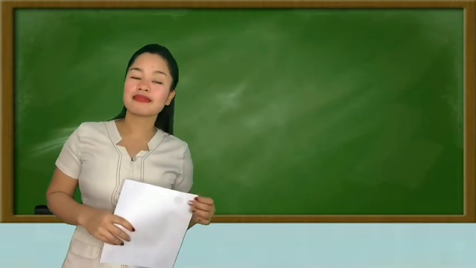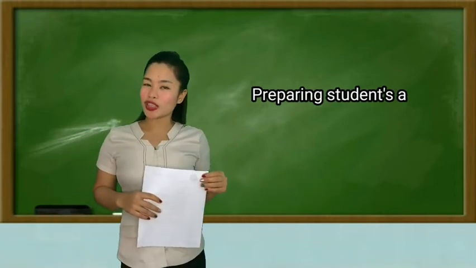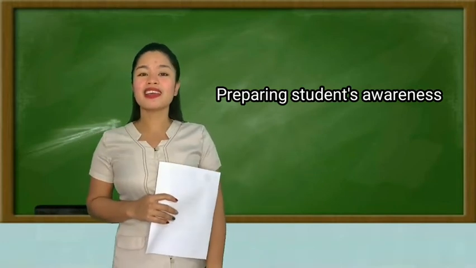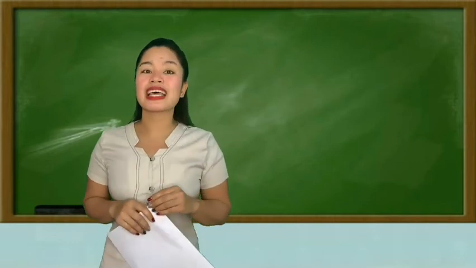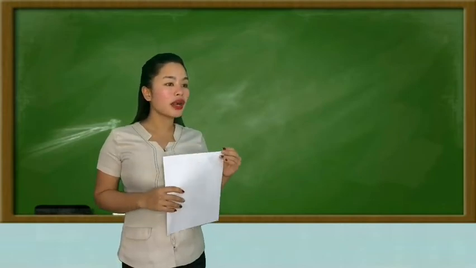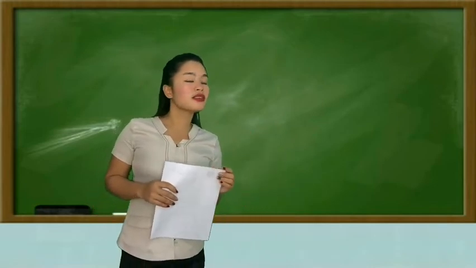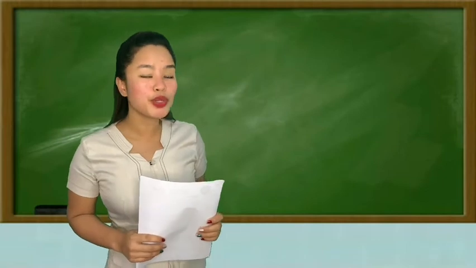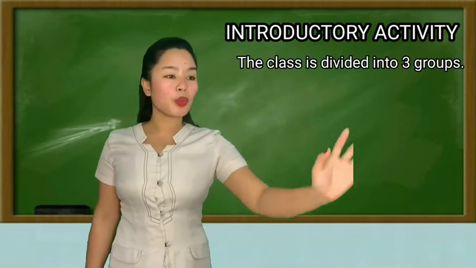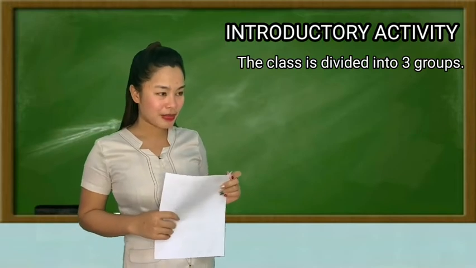So to get started, please ready yourself. I want you all to get ready with your ears, with your hands, with your eyes to see, because the winner of this activity will be given an award. So since you are only 30 in this section, I am going to group you into 3. Yes, so this row is group 1, this one is group 2, and this one is group 3.